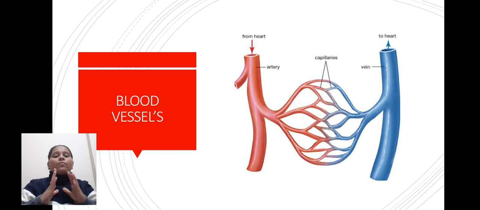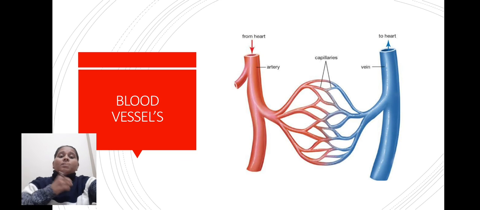These are thick-walled blood vessels which carry oxygenated blood from the heart to different organs. Only the pulmonary arteries are an exception, because they carry deoxygenated blood from the heart to the lungs, where oxygenation of blood takes place. Okay. Next one is the vein.